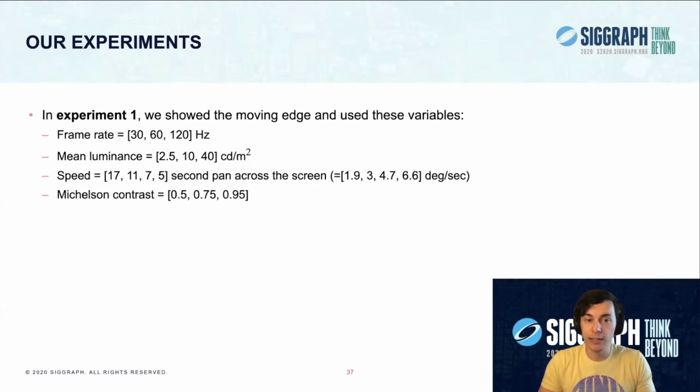For speed, we had 17 second pans, the slowest, 11 second, and 5 second pans across the screen. The values in degrees are shown there as well. And finally, we had Michelson contrast as one of the variables at 0.5, 0.75, and 0.95. We decided not to go lower with the Michelson contrast because we felt it wasn't realistic for cinema applications to have very low contrast images.